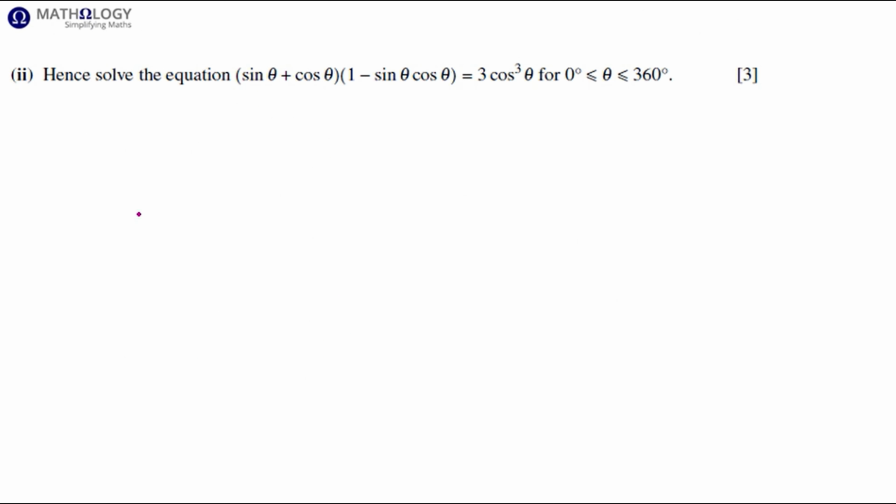Hence solve the equation sine theta plus cos theta times 1 minus sine theta cos theta equals 3 cos cubed theta, for theta an angle between 0 and 360 degrees. Okay, we've already proven this identity equals sine cubed theta plus cos cubed theta. So we're just going to apply that and equate it to 3 cos cubed theta and solve.